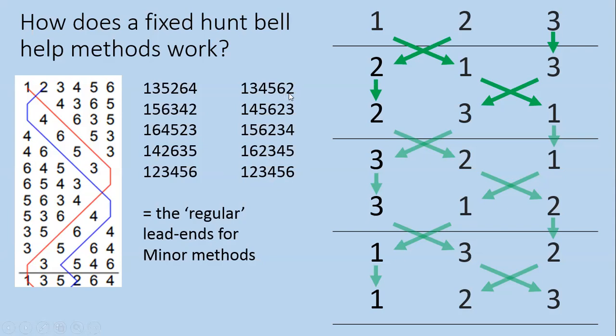So 1, 3, 4, 5, 6, 2. The 2's now in 6th place, and all the other bells have moved down a place. That's another type of set of lead ends that's perhaps a bit clearer to see how the bells are all in a different place and just moving around. So any method that has a treble as a hunt bell will, when the treble leads, have all the other bells in a new place.